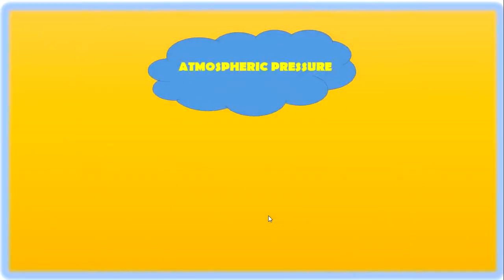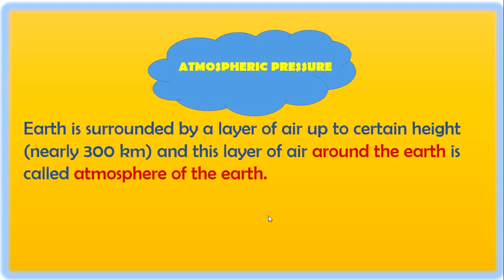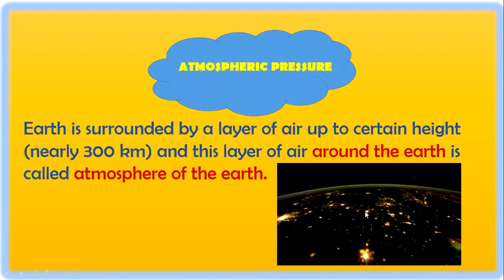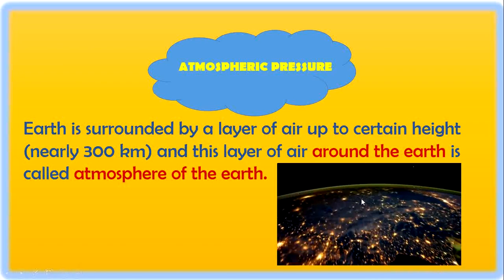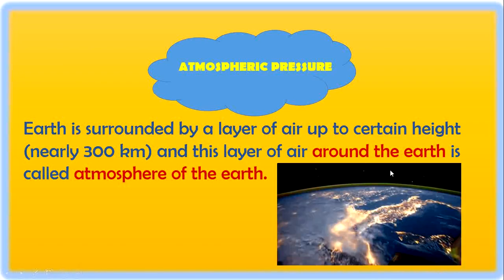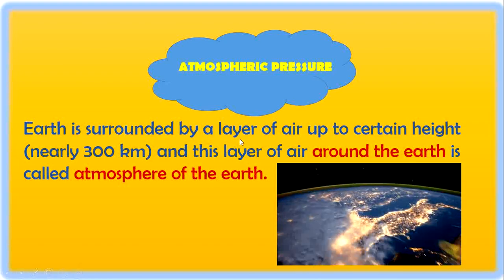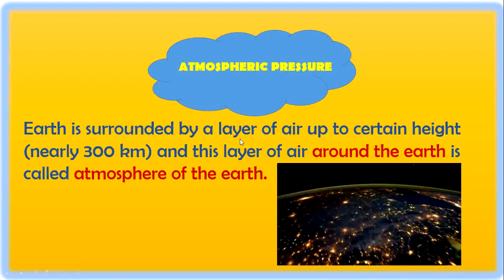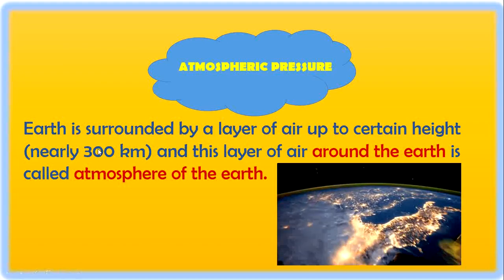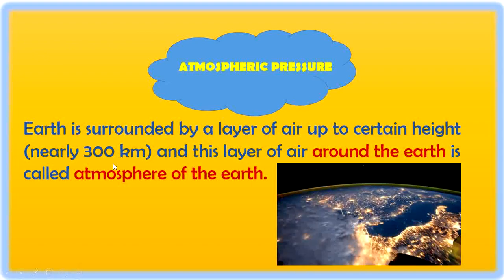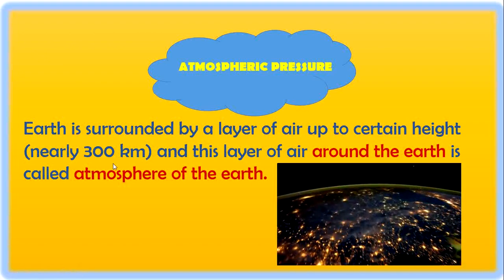Now let us go to today's topic, atmospheric pressure. What is called the atmosphere of the earth? Earth is surrounded by a layer of air up to a certain height, nearly 300 km, and this layer of air around the earth is called the atmosphere of the earth.